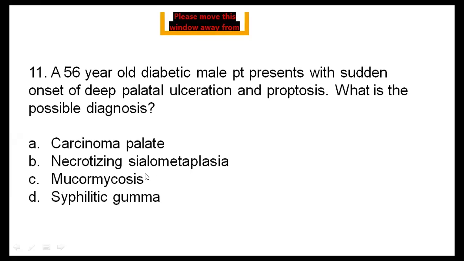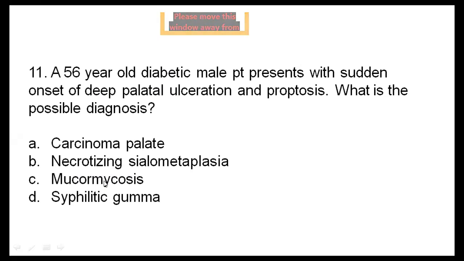So what is mucormycosis? Mucormycosis is a fungal infection caused by a fungus belonging to the Mucorales order. The classic features you need to remember is that there has to be some predisposing factor, and the most common predisposing factor is uncontrolled diabetes. So whenever they say uncontrolled diabetes and deep palatal ulceration, please keep mucormycosis in your mind, because although it is an extremely rare condition, when these two are put together, definitely one of the causes could be mucormycosis. And mucormycosis is quite an invasive fungus.